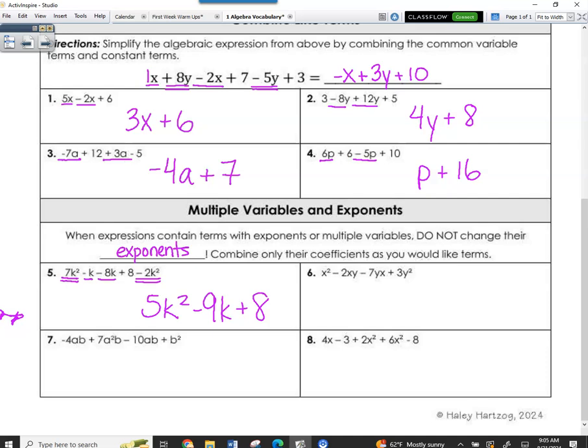Number 6, try it. You've got x squared minus 2xy minus 7yx plus 3y squared. When you first look at it, you might think nothing combines. Look again. There are 2 terms in there with the same letters, same exponents, and remember I said order does not matter.